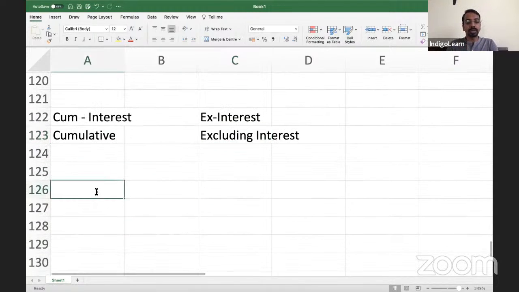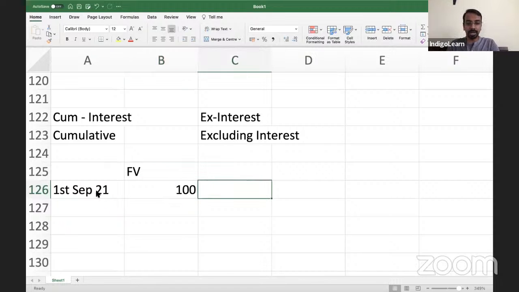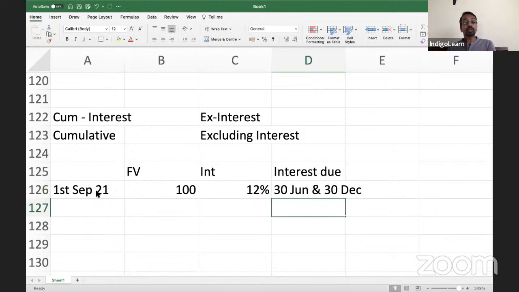Say for example, you purchased a security on 1st of September of 21. On 1st of September of 21, you purchased something which has a face value of 100. Okay, and it has an interest rate of, let us say 10%, I'll make it 12%, right? And interest is due on 30th of June and 30th of December, right? You purchased on 1st of September. When did you purchase? 1st of September. When was the last interest paid? 30th of June.